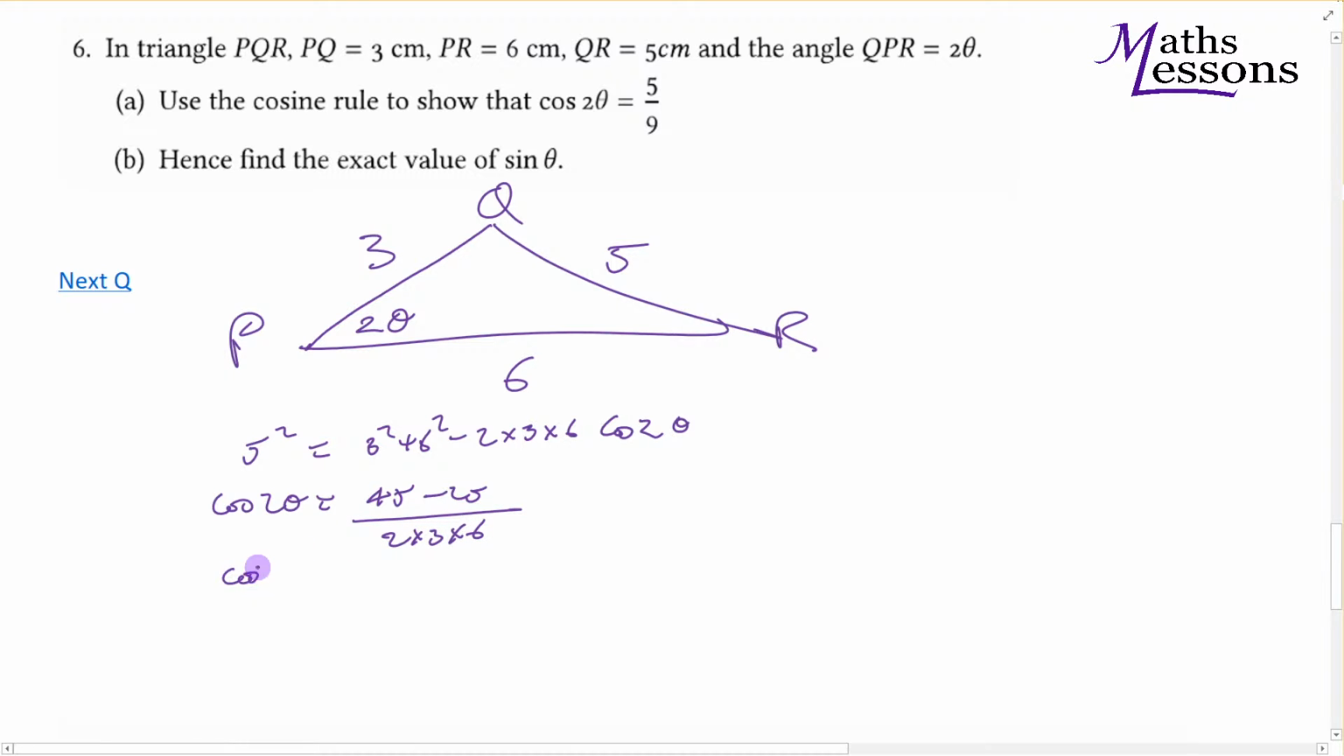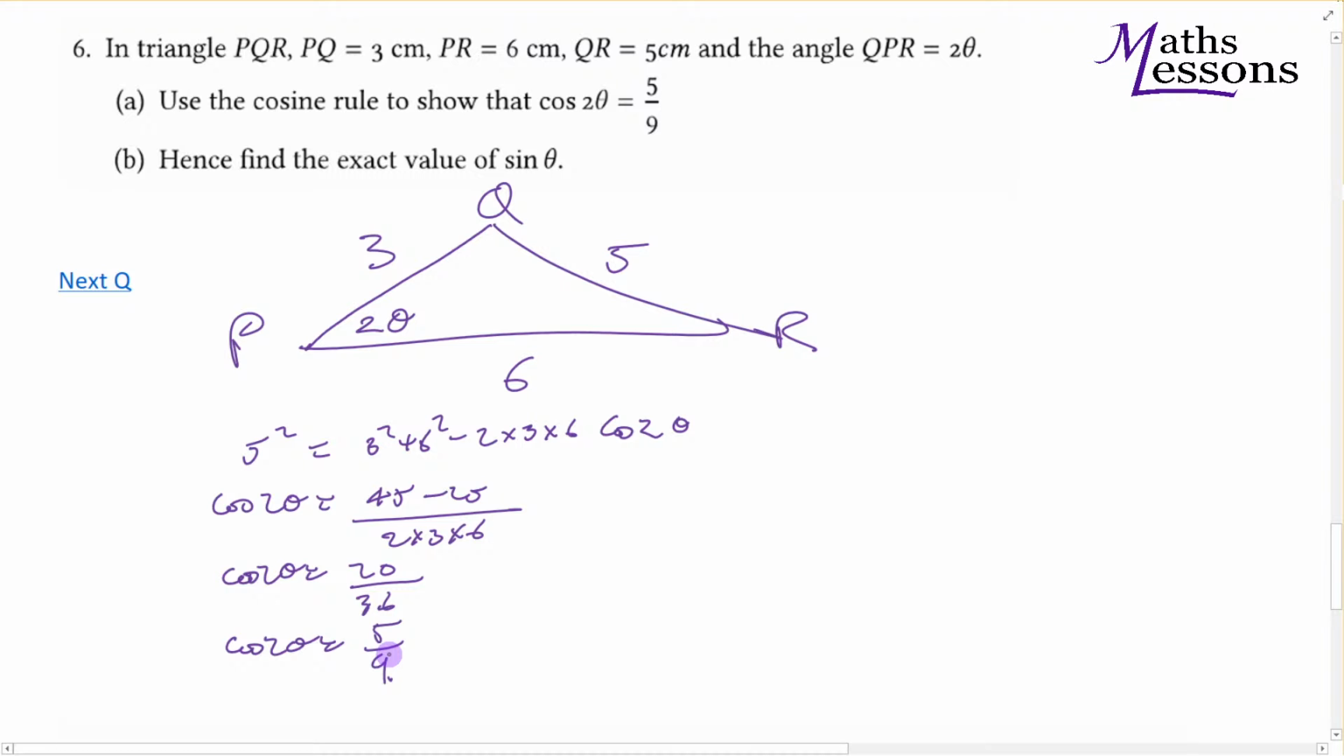So cos of 2 theta will equal, that's going to be 20 over 36. And we know we want to show that that's equal to 5 over 9. So 4 goes into that. 4 into 20 is 5 and 4 into 36 is 9.